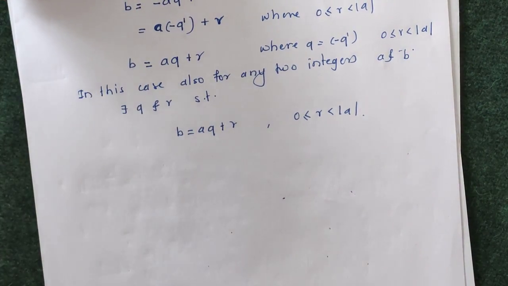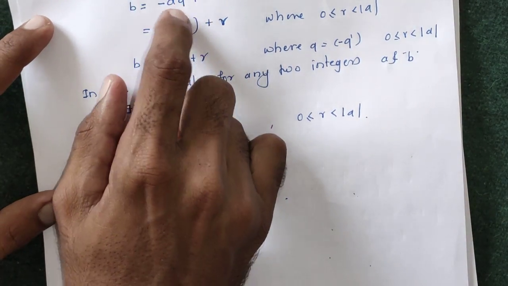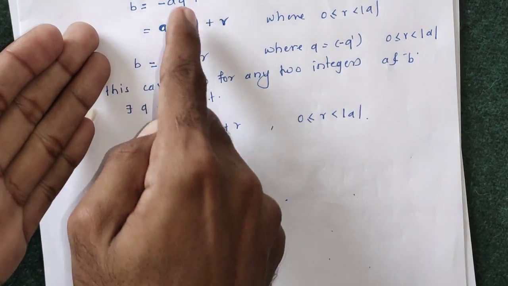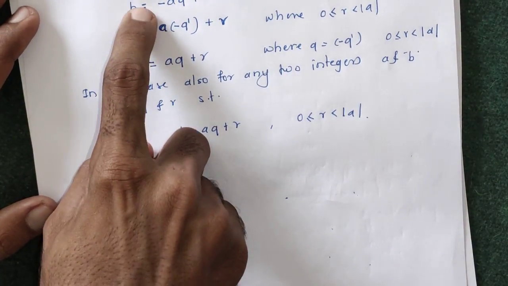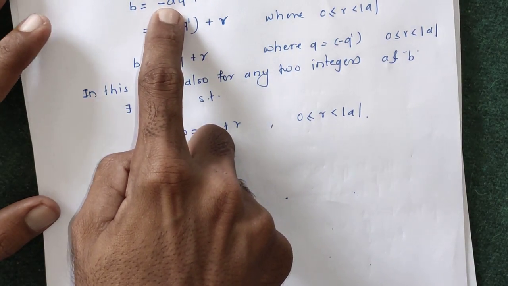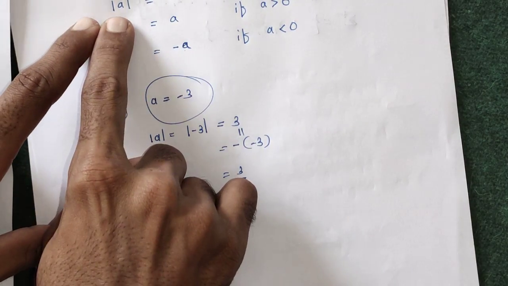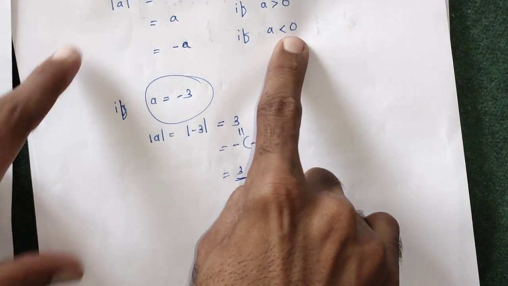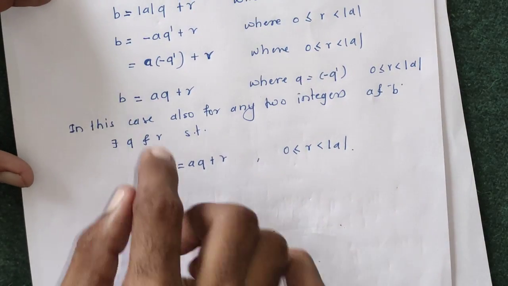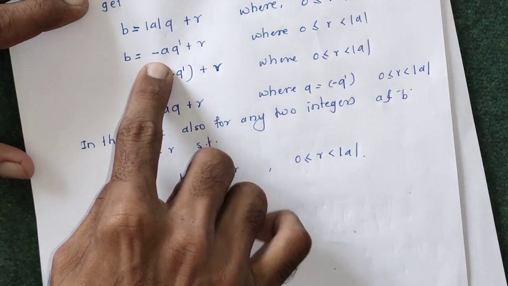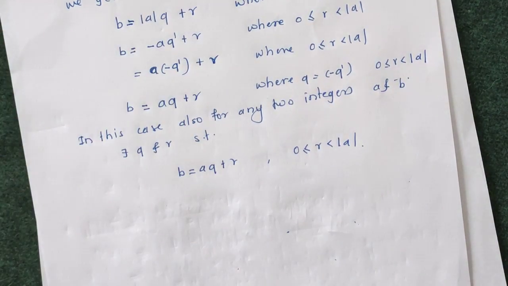b is equal to mod a q plus r. So taking mod for a negative number, we get mod of a is equal to minus a. We use that definition here. b is equal to minus a, because of the definition of absolute value: mod of a is equal to minus a whenever a is less than 0, the second case. Therefore, for negative numbers, mod a is equal to minus a. b is equal to minus a times q prime plus r.